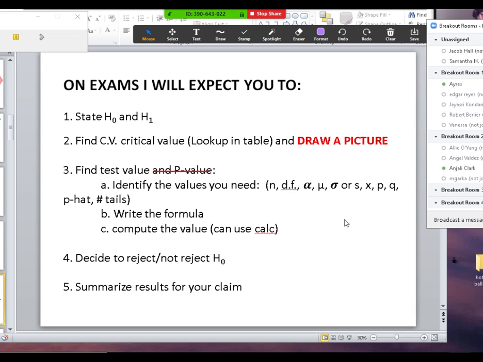Professor Young, I have a question. Yeah. Going back to step 4. Uh-huh. Suppose H1 is the claim, and step 4 is rejecting H0? Step 4 is just reject or don't reject H0. It has nothing to do with your claim at all.